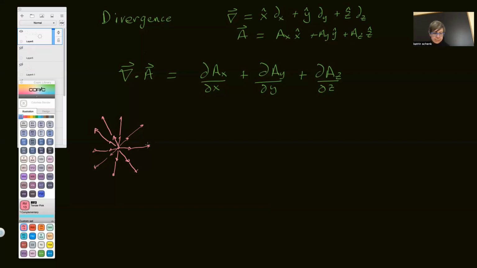Okay, so this has a large positive divergence. What is represented by those arrows? Any idea? Well, it may or may not be the electric field. You're on the right track, though. Remember, this is the divergence. What's it the divergence of?